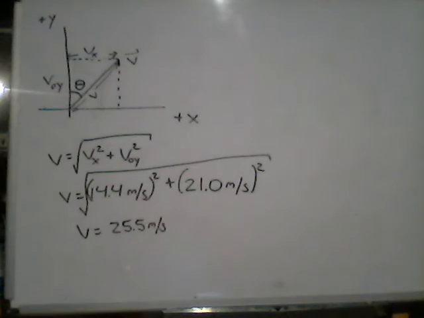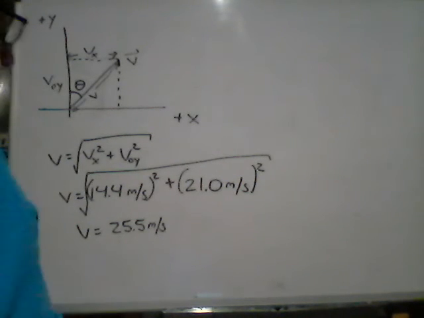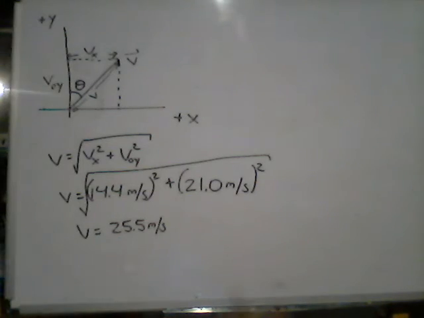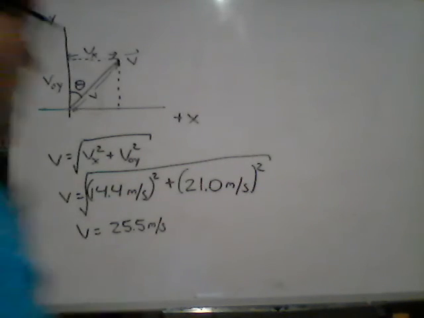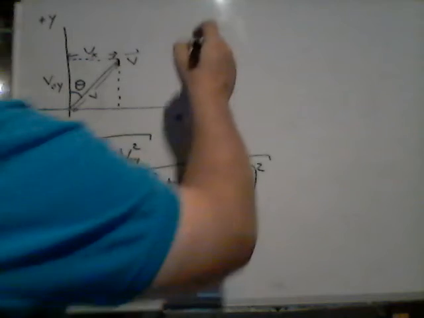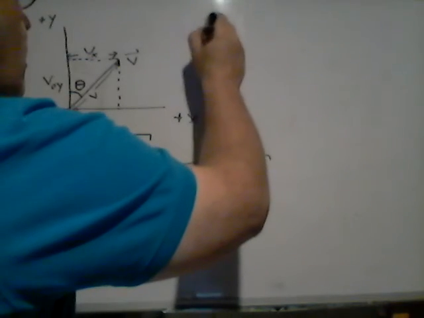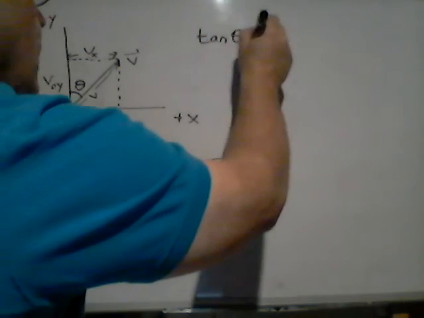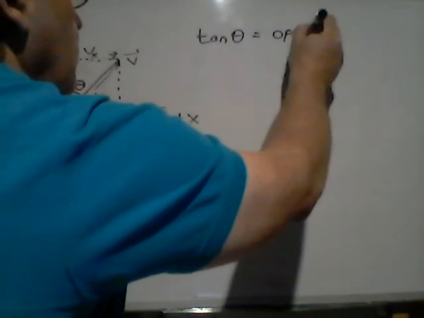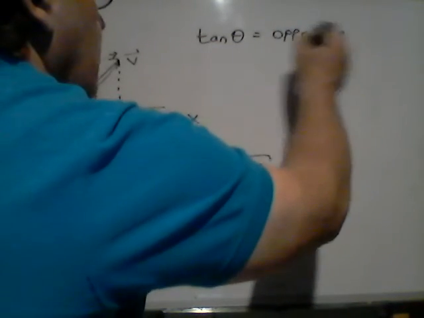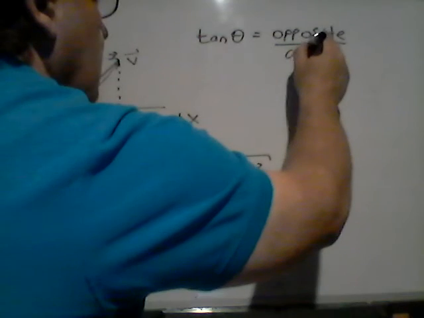Okay, so that's the final velocity magnitude. And then we want to find out what that angle is. So again, let's be very careful. This is actually a good problem to show you that the tangent is not always y over x, right? So remember, the tangent of theta is the opposite divided by the adjacent.